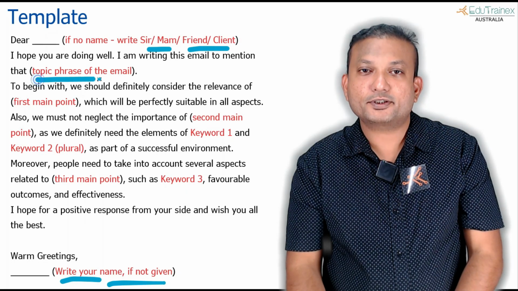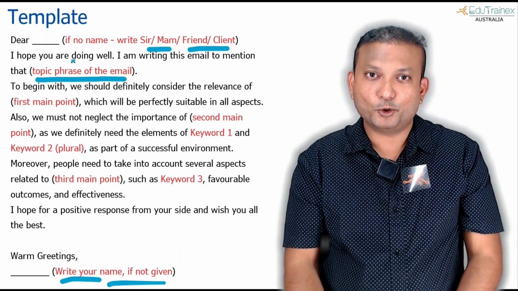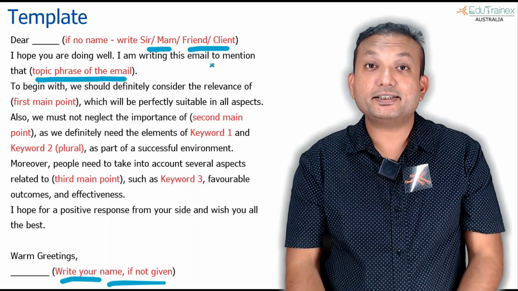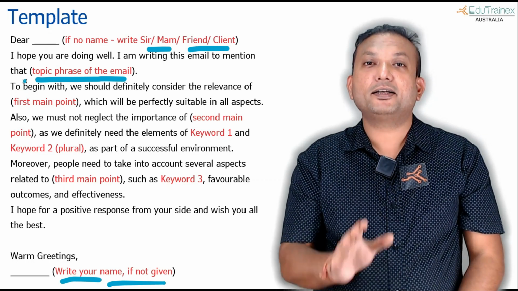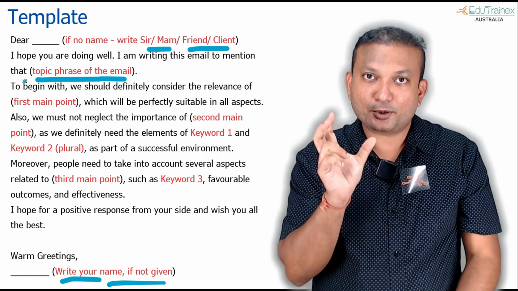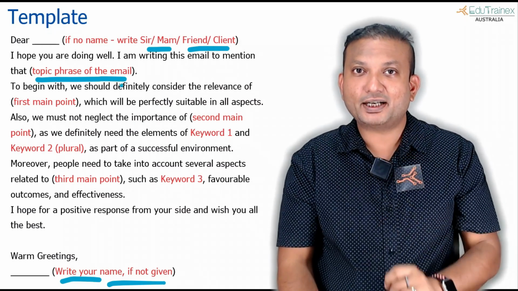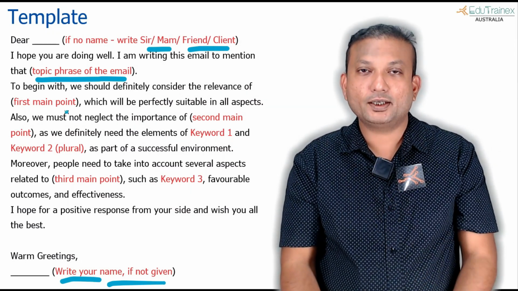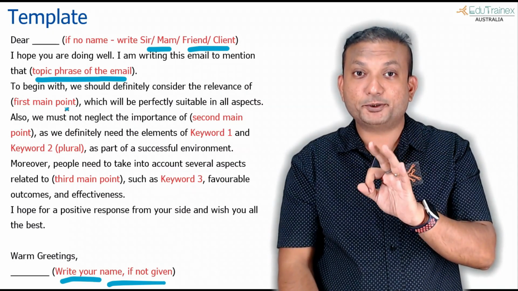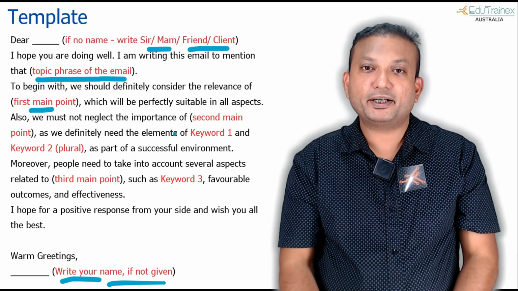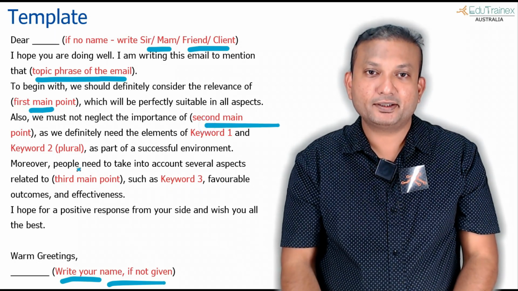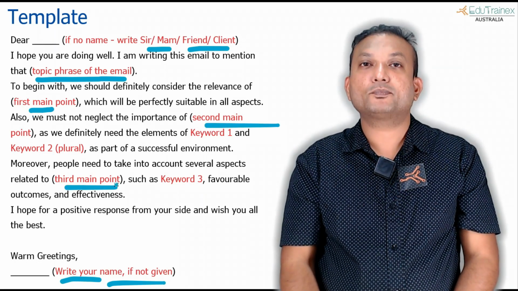So in the first paragraph, you are greeting: I hope you are doing well. I'm writing this email to mention that, and then you put the topic. What is the main topic of the email? What exactly is the reason you are writing this email? That should be here. And then there will be 3 points specified to you. You put first main point here, second main point here, and third main point here.